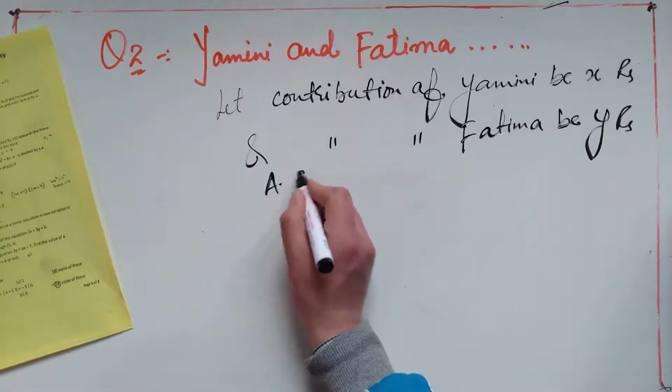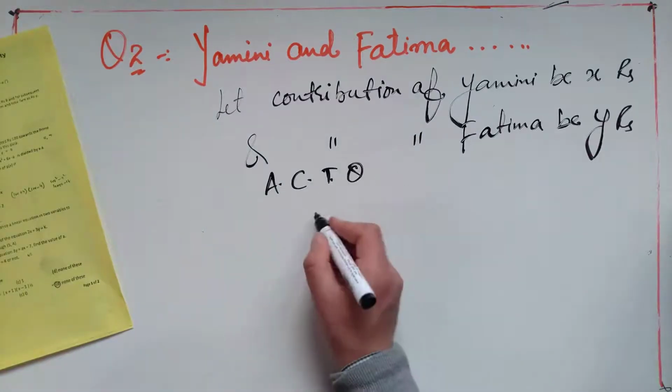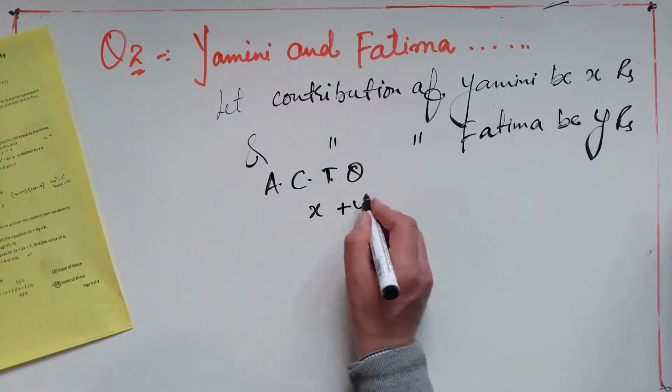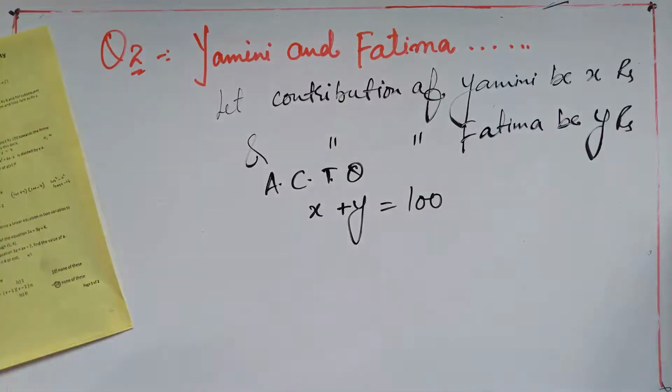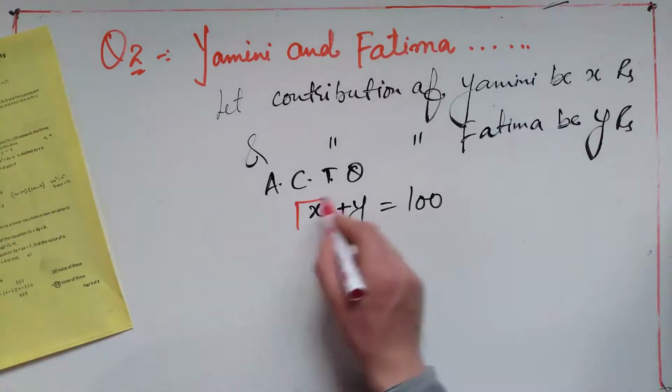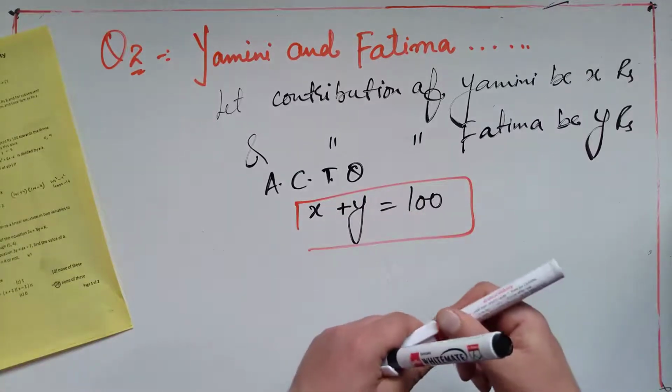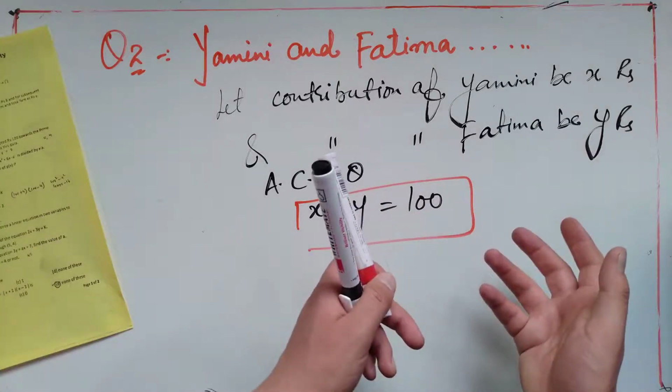Now according to the question, if we add their contributions, if we add x and y, it gives us 100. Now looking at that, you will find that this is a linear equation in two variables, which you can plot on a graph.